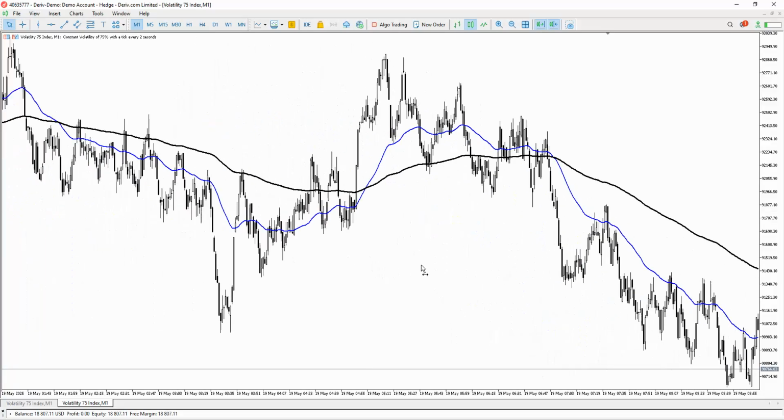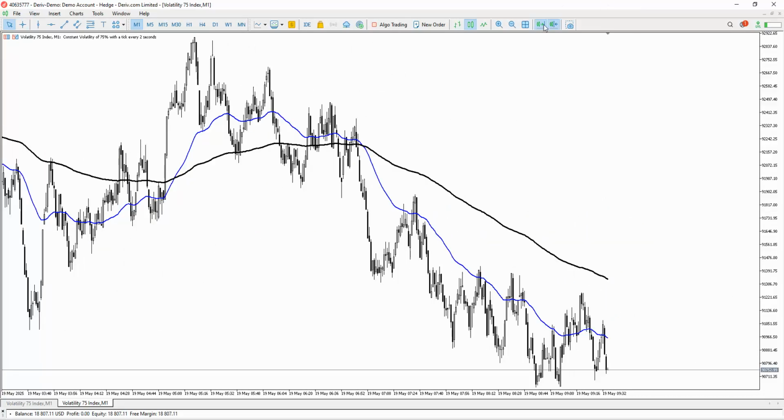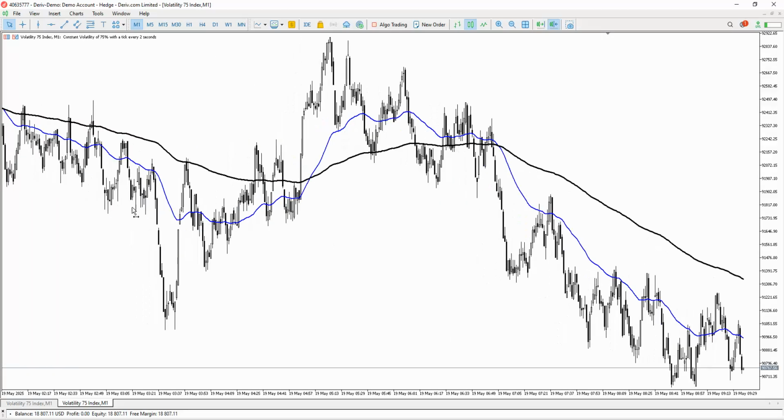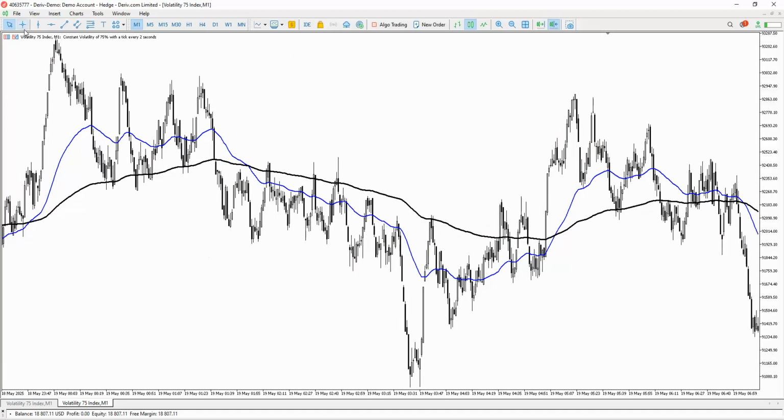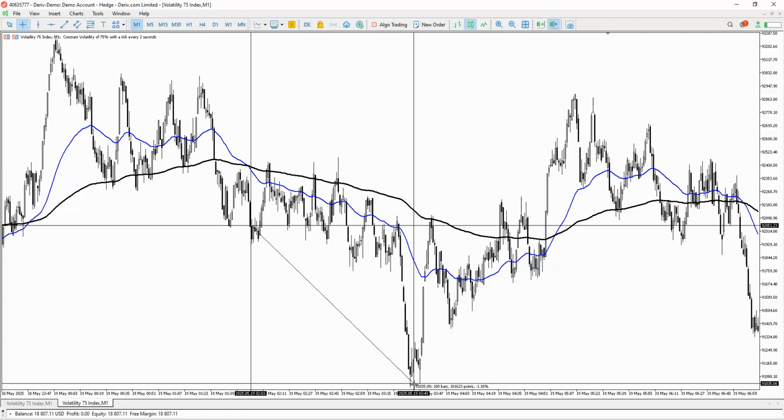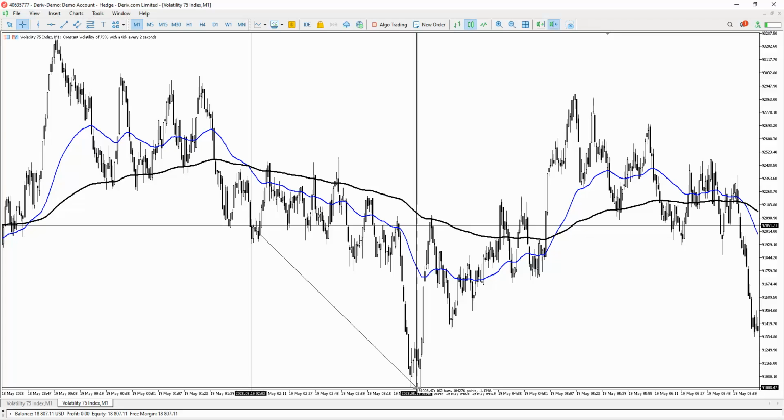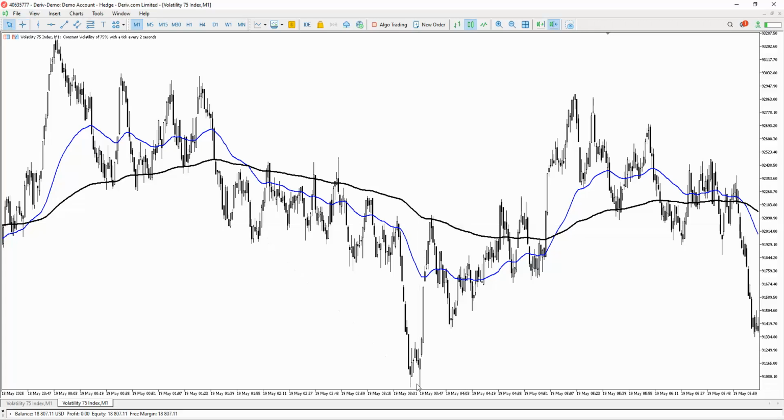You can see another one that took place in the night. Sorry, let me remove auto scroll. I stayed awake waiting for this to happen, and you can see I entered there, and it's just a little bit over 100 pips, sorry, 1040 pips. Take profit.